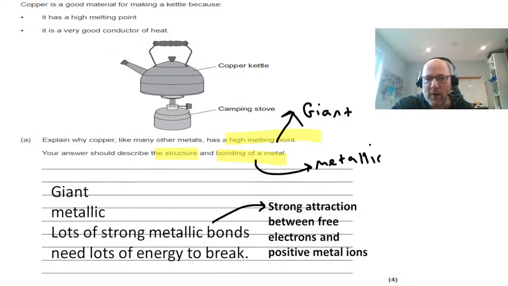Lots of strong metallic bonds. Even better if I can say, with the arrow I've drawn, strong attraction between free electrons and positive metal ions. Need lots of energy to break. And that's going to get me all the marks I need.